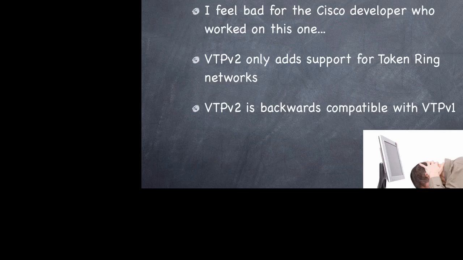Let's take a look at the differences between VTP versions 1 and VTP version 2. I feel bad for the Cisco developer who had to write the code for VTP version 2. The only major change between VTP version 1 and VTP version 2 is support for token ring networks, which don't concern many people these days. VTP version 3, however, is a huge step forward, but that will be a topic of another video. VTP v2 is backwards compatible with VTP v1, so don't worry if you're running versions 1 and 2 in the same domain, because it really doesn't matter. They'll work together just fine.